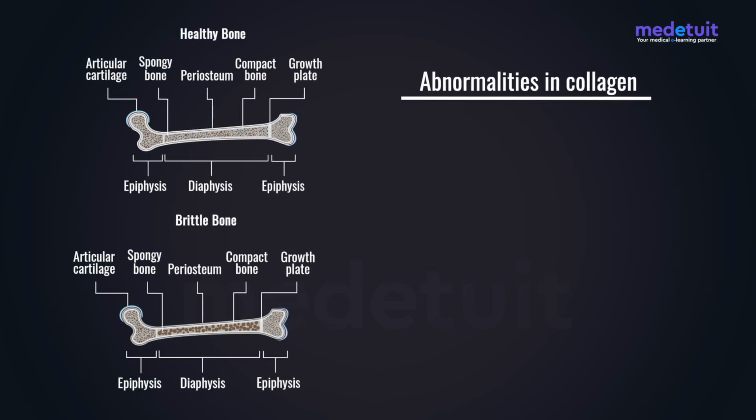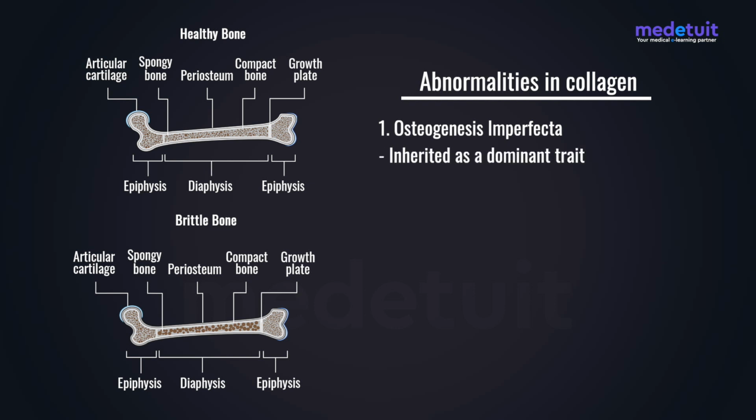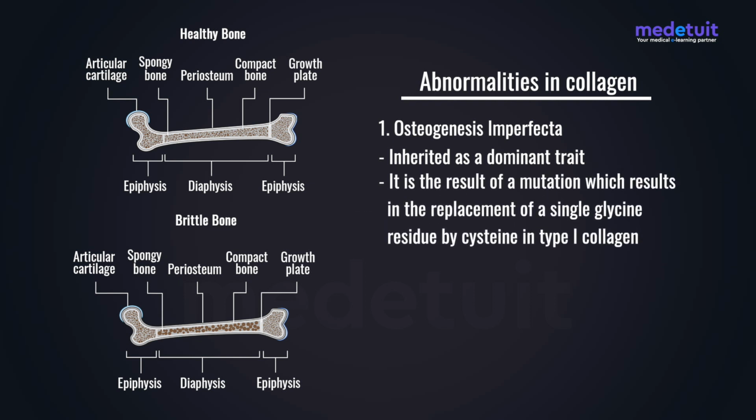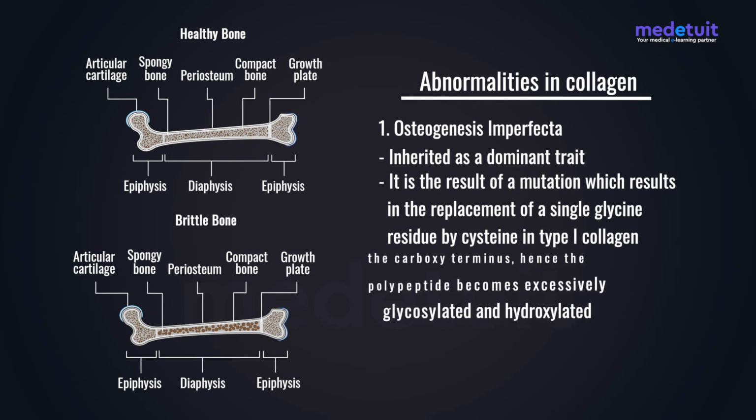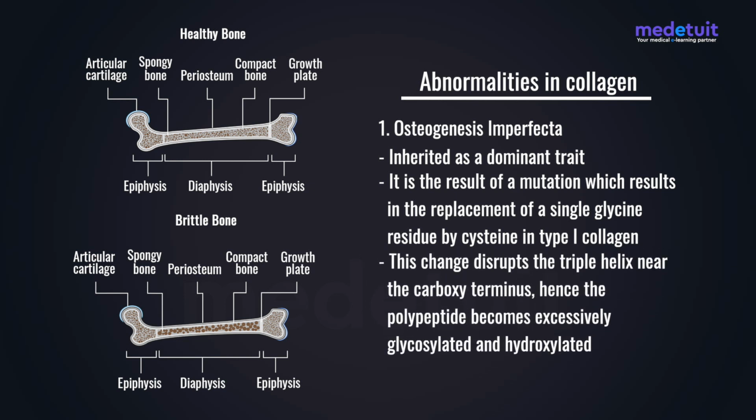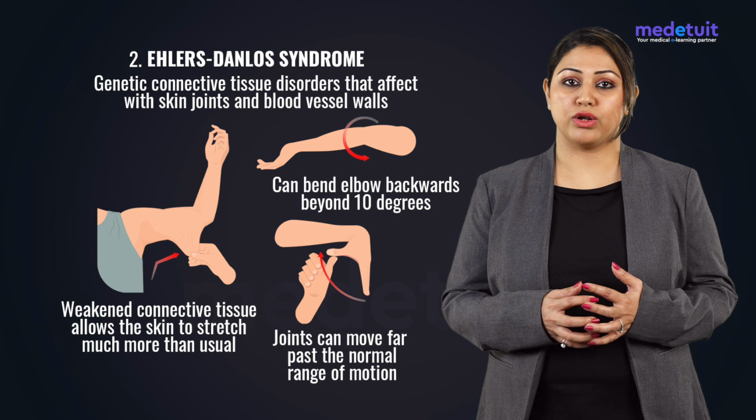Abnormalities in collagen. So, the first condition here is osteogenesis imperfecta, inherited as a dominant trait. It is the result of a mutation which results in the replacement of a single glycine residue by cysteine in the type 1 collagen. This change disrupts the triple helix structure near the carboxy terminus. Hence, the polypeptide becomes excessively glycosylated and hydroxylated, and this results in brittle bones leading to multiple fractures and skeletal deformities.